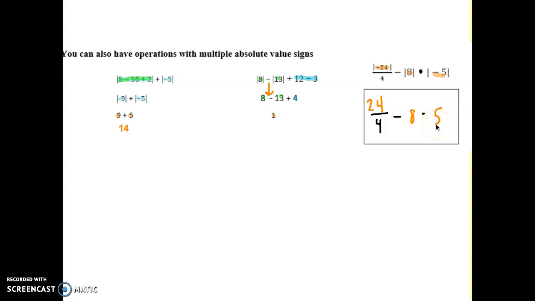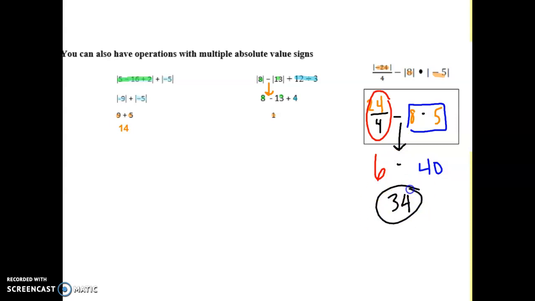From there, order of operations. So I'm going to do my division and multiplication first. So here's my division. It's going to be 24 divided by 4 is 6. And then the second portion, I'm going to move on over and do my 8 times 5, which is 40. And again, that operation of subtraction is still following us. It's still coming on down. So 6 minus 40. So in the end, when you do that calculation, you should find your answer to be 34.